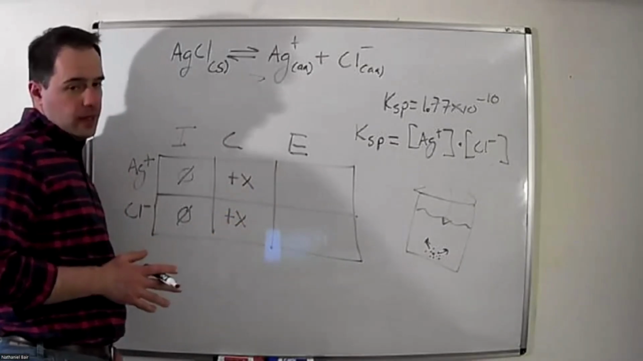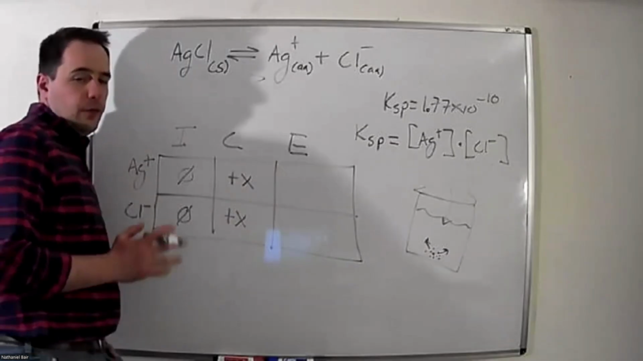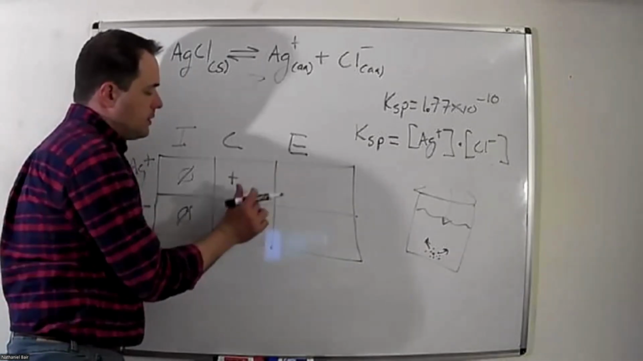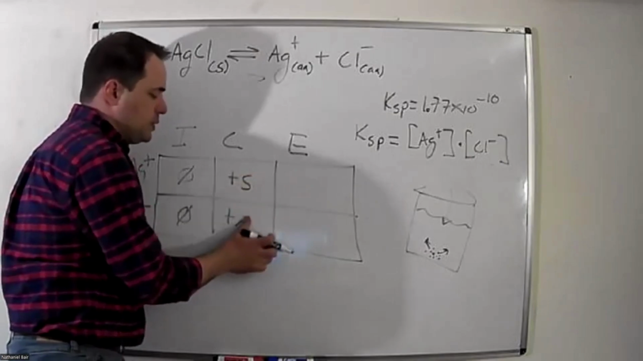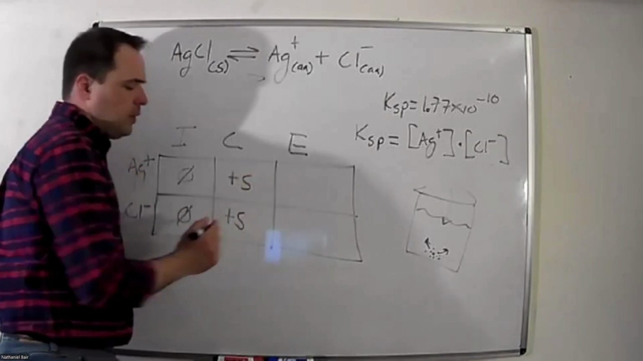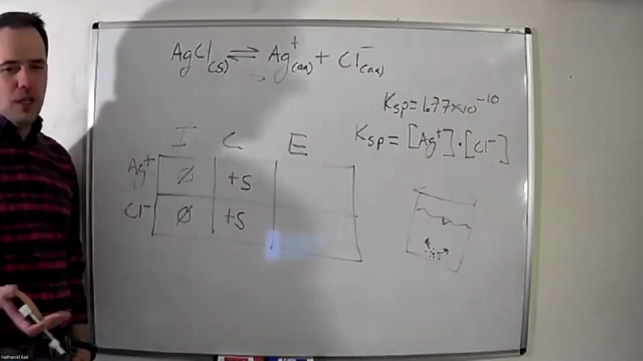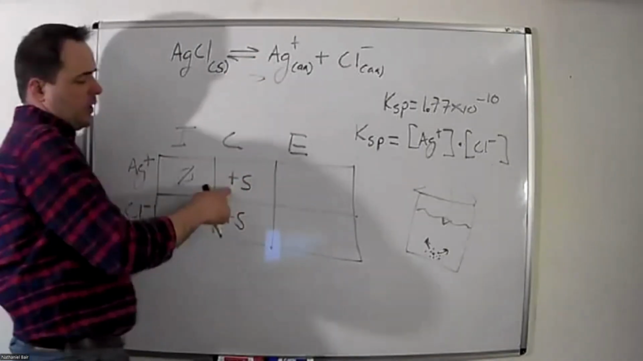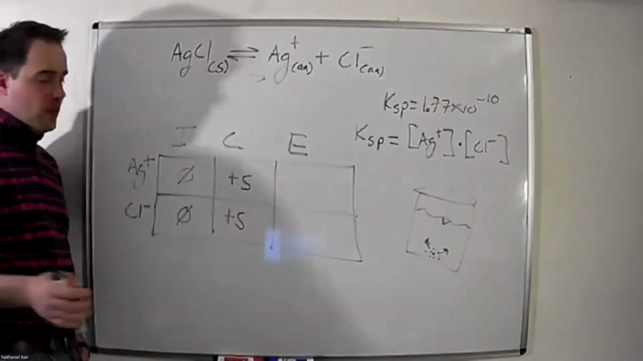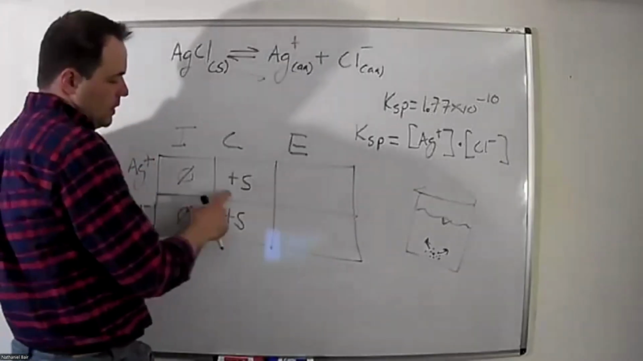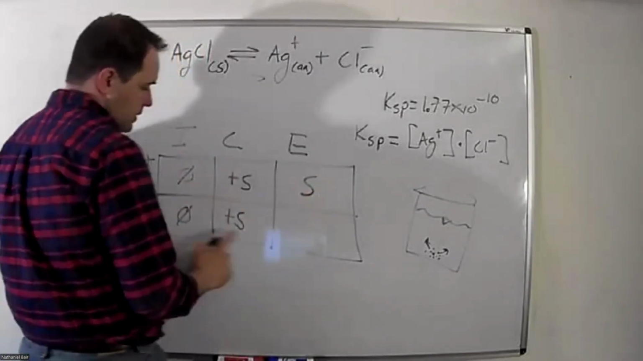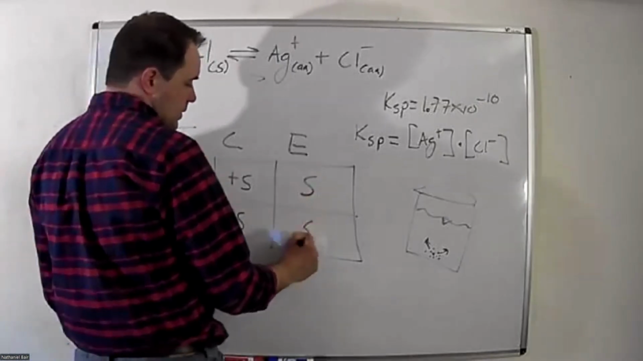Now, you can still use X's if you want, but technically for solubility, it is encouraged that you use an S. So it's going to go up by S. We're calling it S now, some amount S. If there was a 2 here, this would go up by 2S. So it's the same thing. So now at equilibrium is going to be 0 plus S, so that's S. And at equilibrium, this is going to be 0 plus S, which is S.